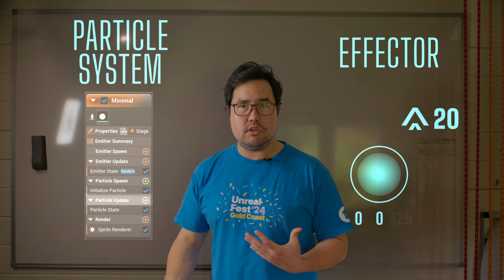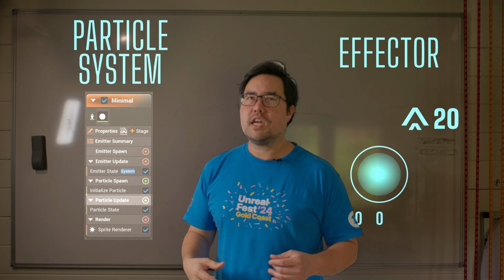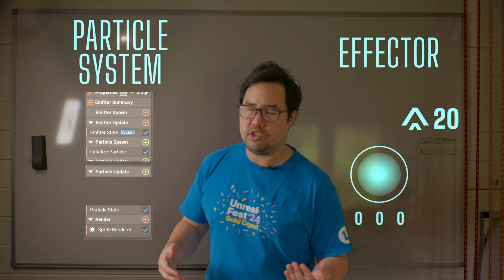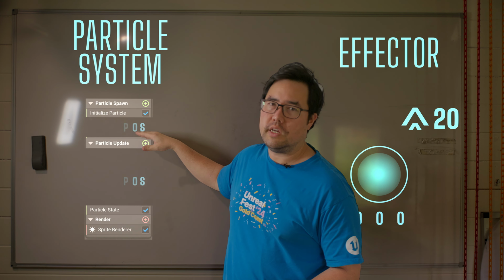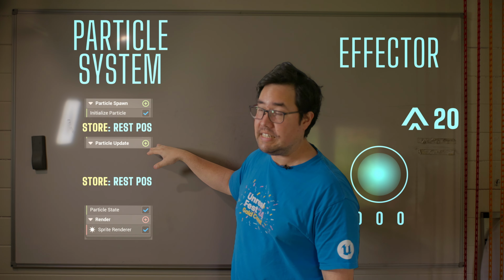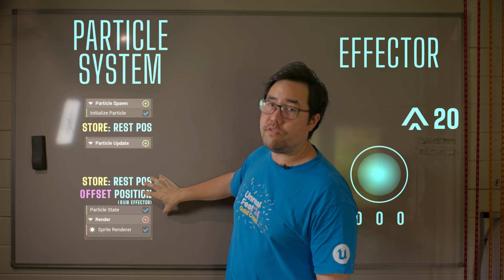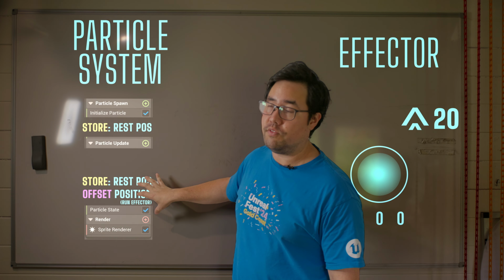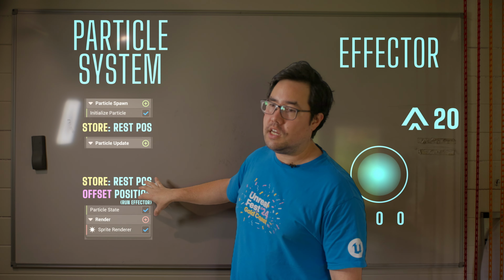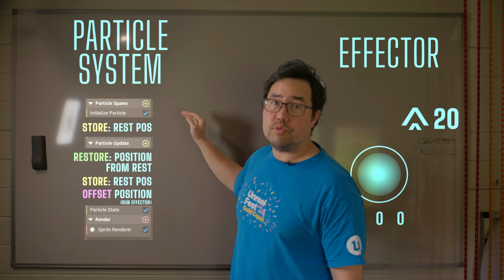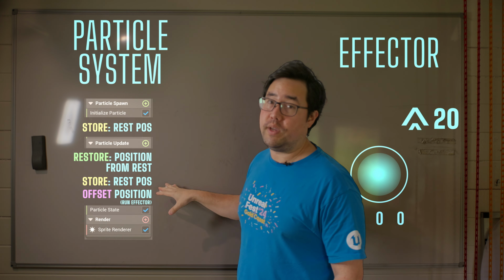The answer is to use the concept of a rest position. We are going to store the position from before the effector. We're going to offset the position using the effector information. And then the next tick, we're going to restore the saved position before we get to the effector.